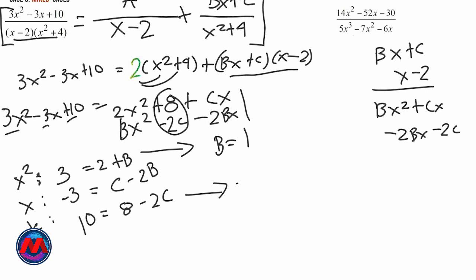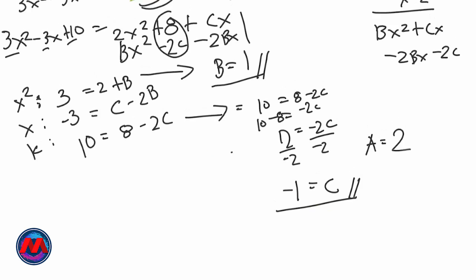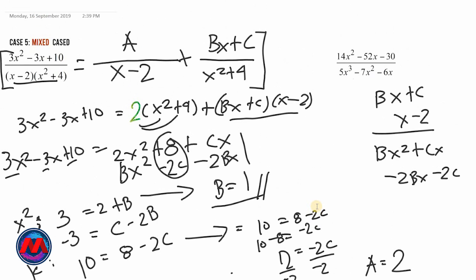Dito, that's 10 is equals to 8 minus 2C. 8 transpose sa other side, magiging 10 minus 8 is 2, equals negative 2C, divided by negative 2 divided by negative 2. So, that means C is equals to negative 1. So, alam natin yung value ng B, which is 1, C is negative 1, and A is equals to 2. Alright. So, going here sa taas, we can now write the final answer.